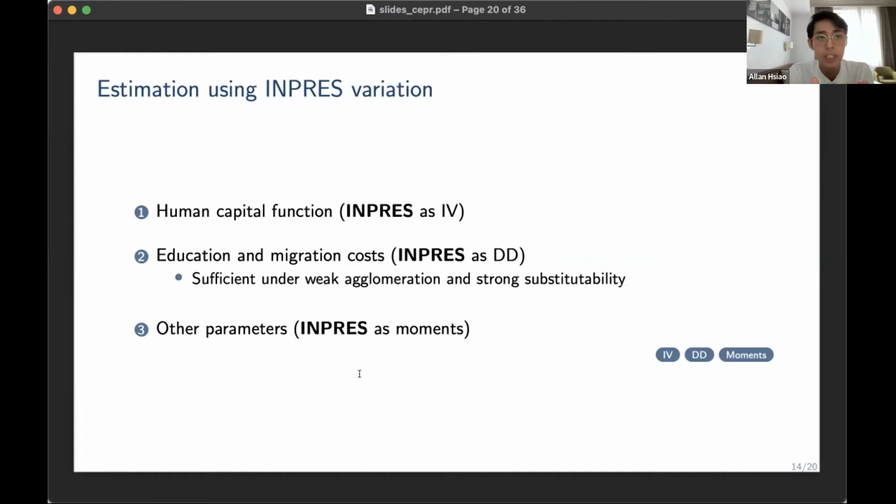I'm also going to think about education and migration costs. I'm going to apply the IN-PRES variation as a diff-in-diff. And then for these other parameters, which are not directly identified by the IN-PRES variation, I'm going to use indirect inference and use those IN-PRES estimates that we got from before as moments.